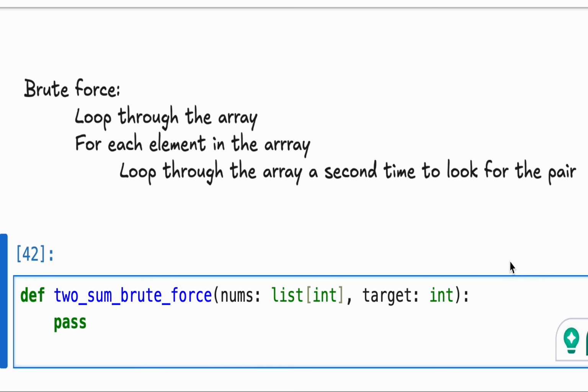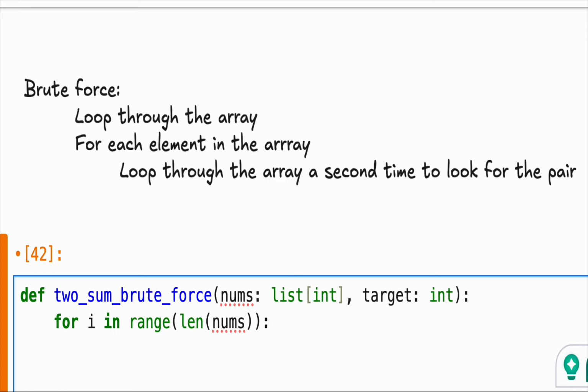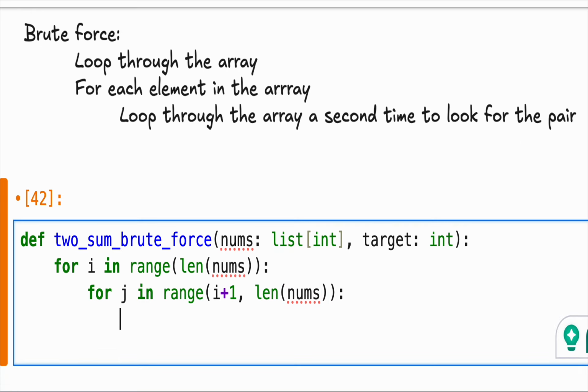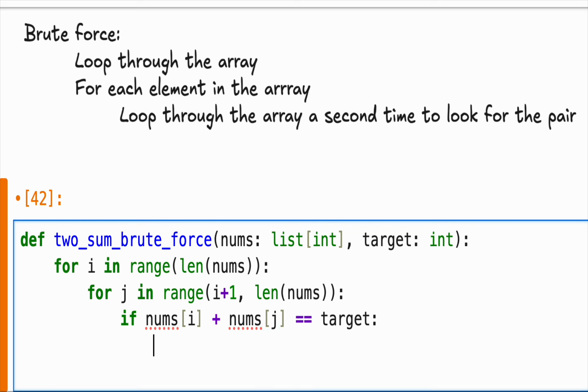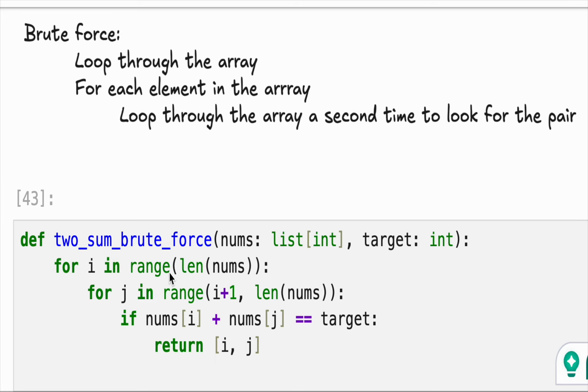Now let's implement our brute force algorithm in Python. The algorithm states that we should loop through the array the first time, and then for each element in the array, we should have a second loop that searches through for the other pair. Let's implement this. For i in range length nums, this is our first loop. Then our second loop, for j in range i plus 1 and nums. If the element at index i and the element at index j add up to the target, then we found our answer. So return index i and j. This is how to implement the brute force algorithm.